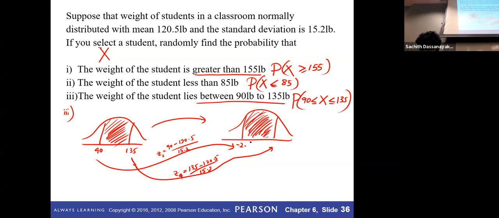2.0065, which means 0, 1. Okay, next, 135 minus... divide by 15.2. 0.95 is a positive value, 0.95. These are the two values.